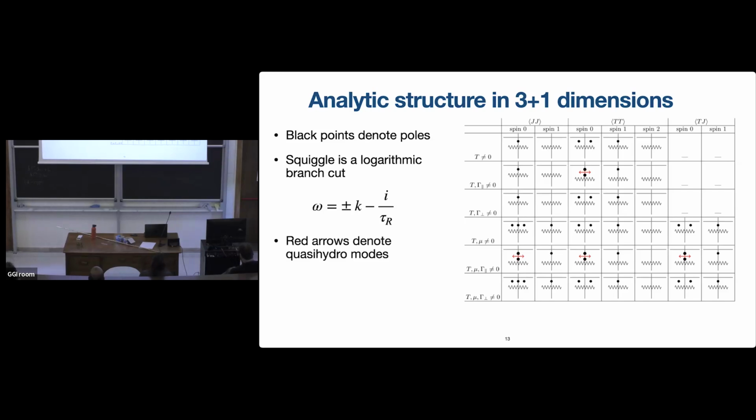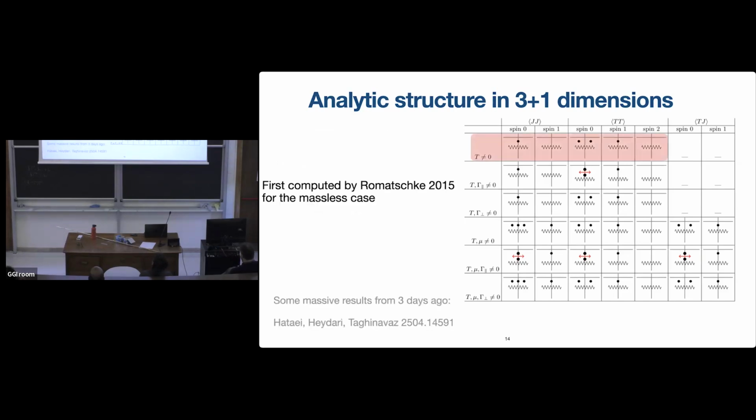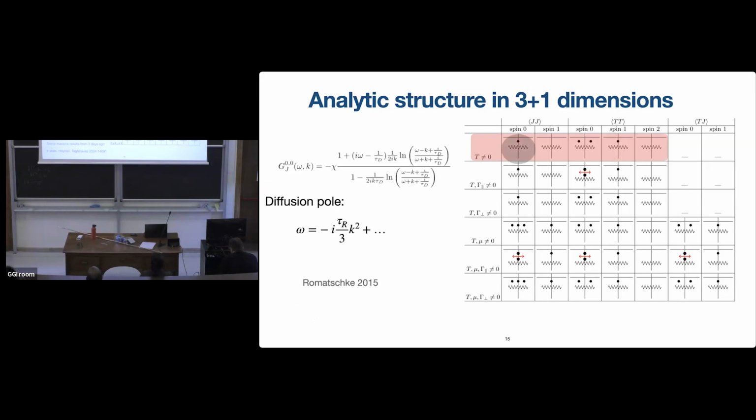These red arrows, which I'll also talk about, denote the quasi-hydro modes where you have some diffusive modes colliding and leading to a finite real part. They become propagating modes. These channels just come from the fact that you have a vector pointing in one direction, you have this SO(2) symmetry around it, and this is just a handy way to decompose this. This first row was computed by Romatschke in 2015 for the massless case. There are also some results from 3 days ago, on Easter, for the massive case. But I'll just walk through point by point.